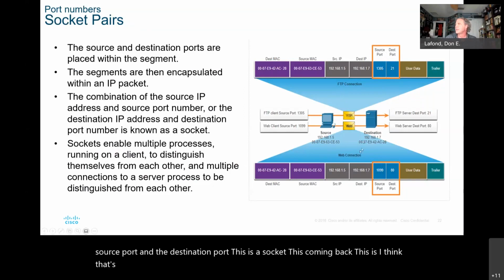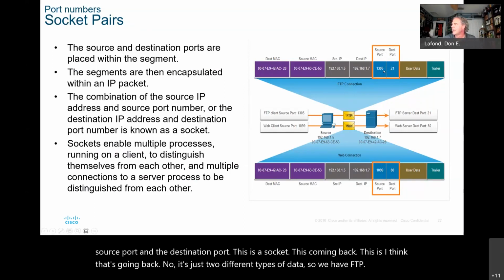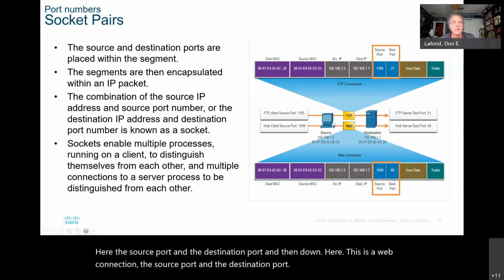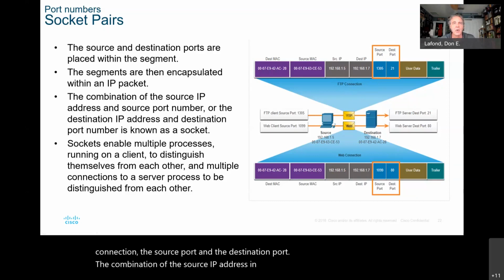Oh no, it's just two different types of data. So we have FTP up here, the source port and the destination port, and then down here, this is a web connection, the source port and the destination port. The combination of the source IP address and the source port number, or the destination IP and port number, is a socket.